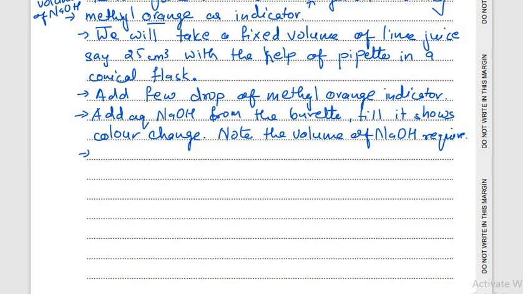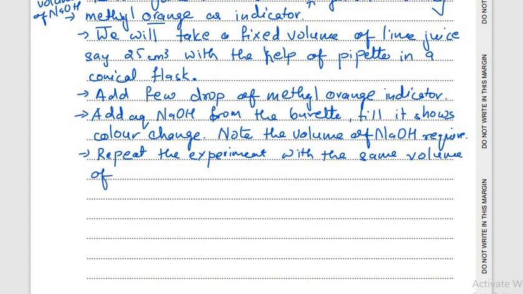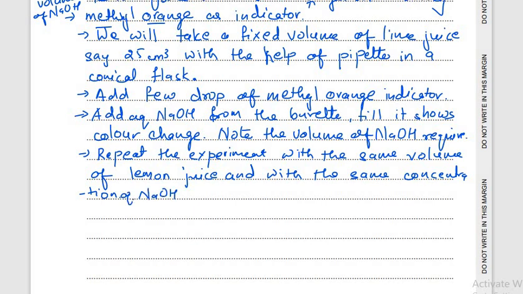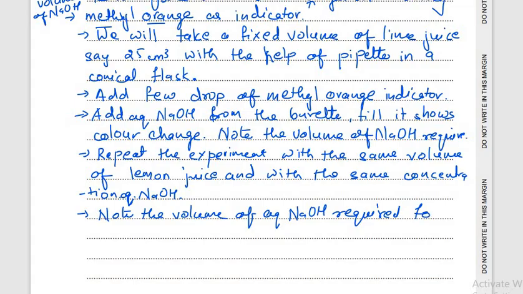Now we can repeat the experiment with the same volume of lemon juice this time, and with the same concentration of NaOH. So we are going to use the same NaOH which we had used in our earlier experiment, the same concentration of aqueous NaOH. Note down the volume of aqueous NaOH required for the color change of the methyl orange.